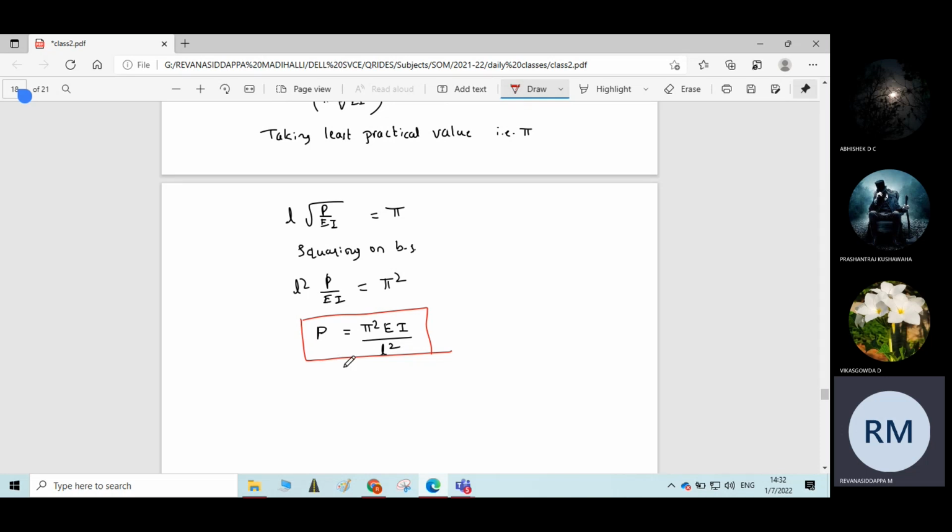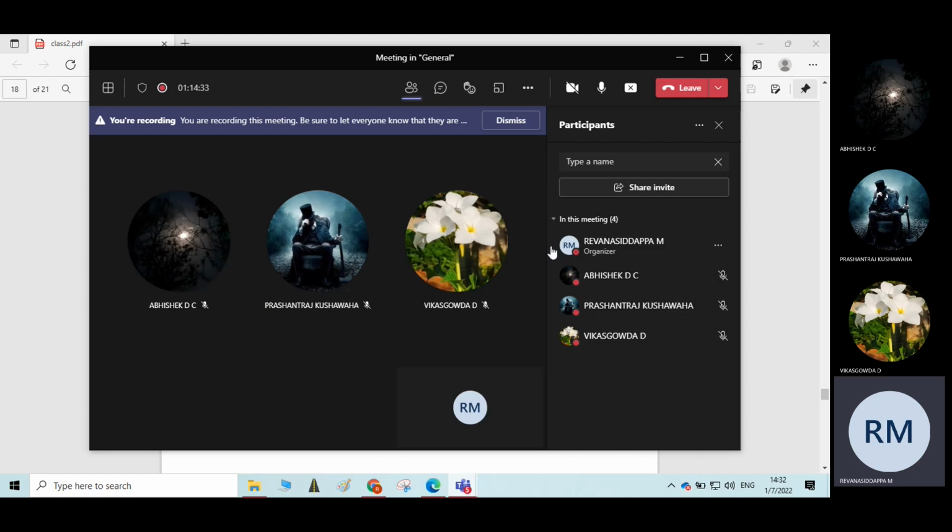This completes the derivation. Is there any doubt, students, in this derivation? All of you understood? Prashant, Abhishek, Vikas? Yes, sir.